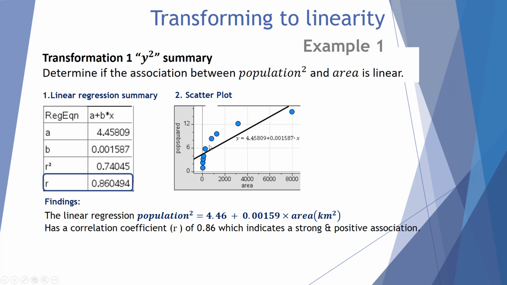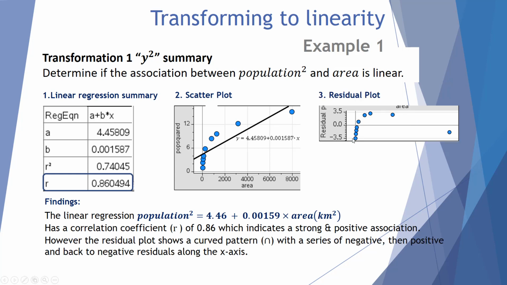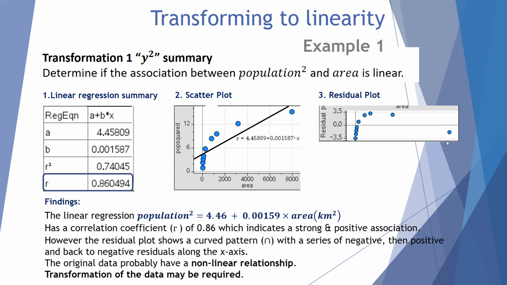Now these dots all follow a pretty similar pattern and hence the high correlation. However, clearly this is not linear. Let's look at the residuals. Our residual plot shows a curved pattern from negative residuals to positive to negative, what I call a frowny face. The original data probably has a non-linear relationship. This has not been a successful transformation. We have to look for an alternative transformation.